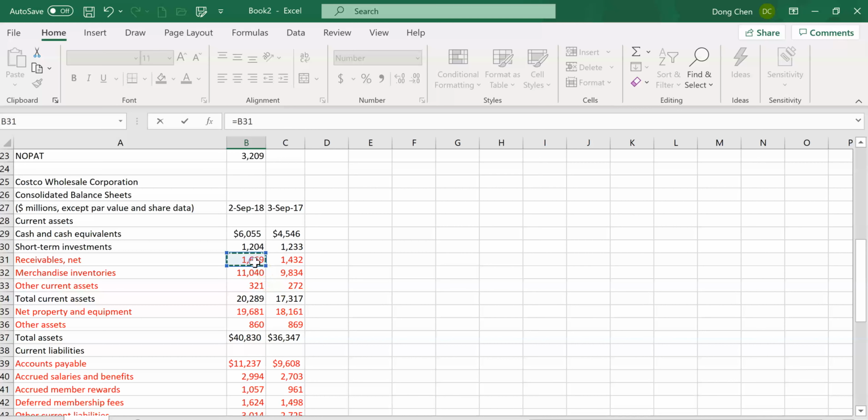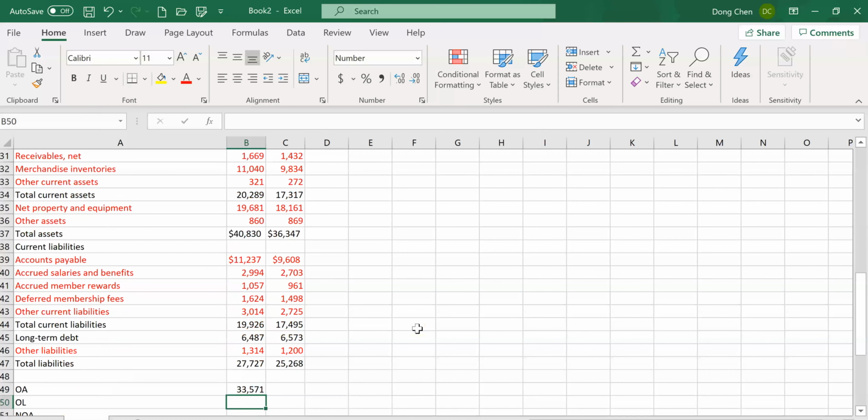Starting from receivables and then merchandise inventories and other current assets, and then net PPE. I don't add the total current assets because this is the sum of all these current asset items, but part of those are not operating related. And then other assets. So this is the total operating assets.